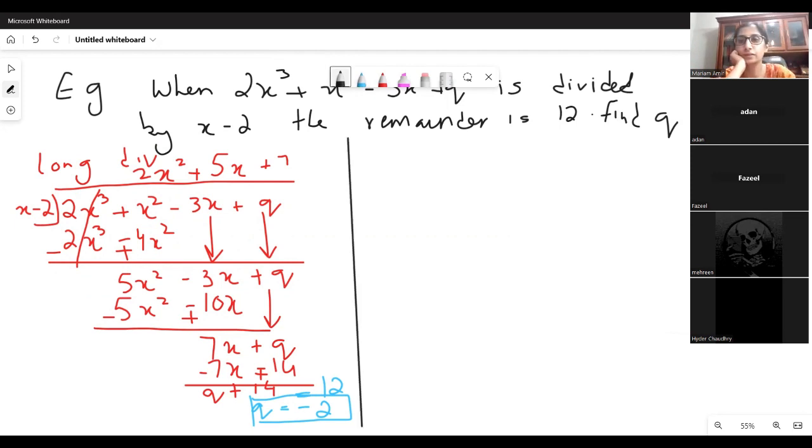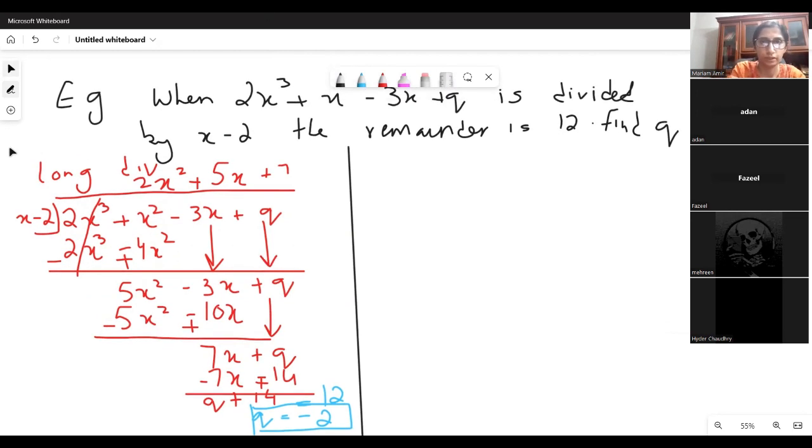OK. The next method could be synthetic division. Let's try that too, so I'm going to write ST. In synthetic division, is it possible to do it here? There are two conditions for that. First, the divisor has to be linear, which it is. Secondly, the coefficient of x in the divisor should be 1, which it is. So we can do synthetic division.